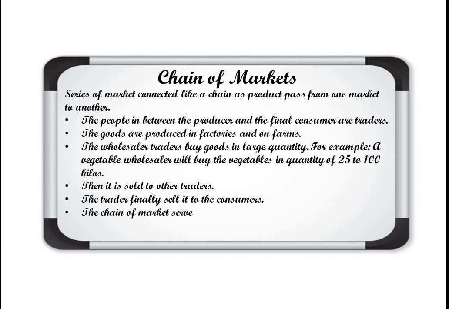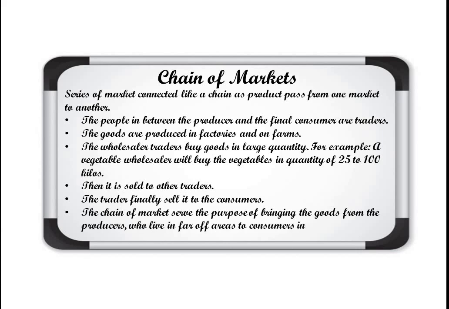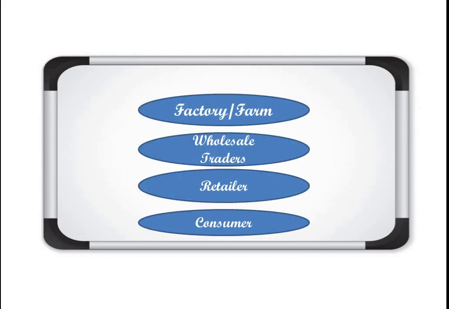Now, the chain of market serves the purpose of bringing the goods from the producers who live in far off areas to consumers in towns and cities. Clear? So this chain helps to bring the things to the consumers in the towns from the far away places from producers. Clear? Now just see this also. This is a chain. In this way we can really understand.